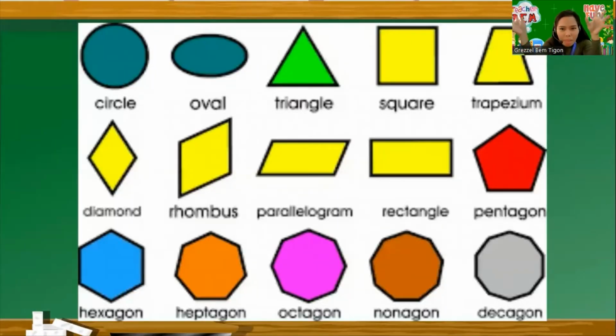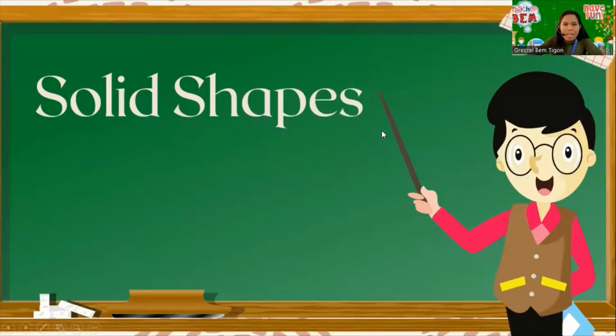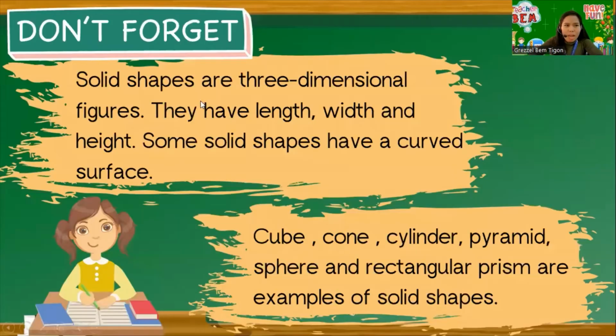Another example, these are the shapes that are flat figures. They're just flat. Okay, closed and flat figures. All right, so that's it. The next lesson was all about solid shapes. And don't forget, when we say solid shape, they are 3-dimensional. Plane shapes are only 2-dimensional, but solid shapes are 3-dimensional figures.